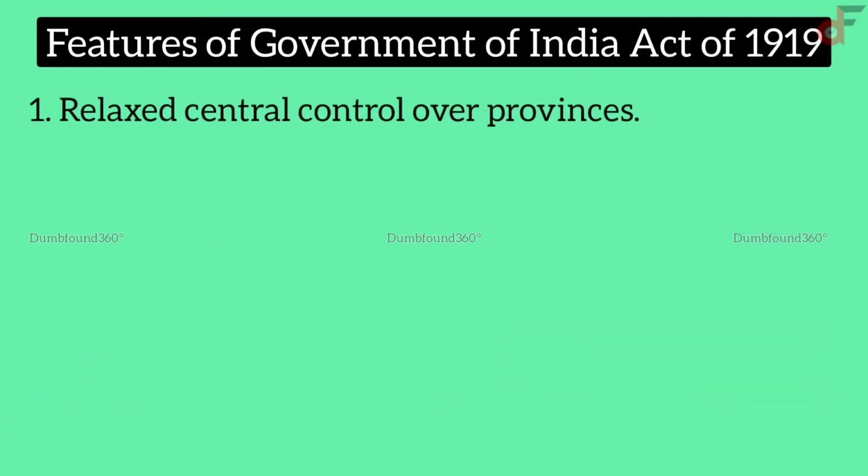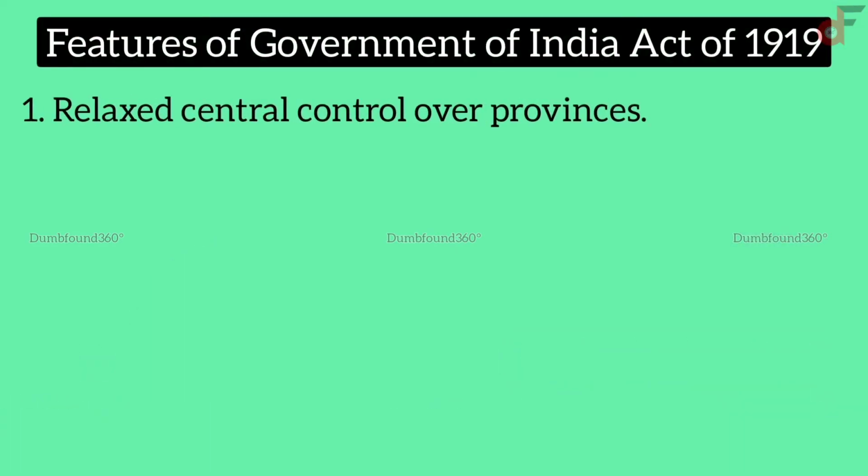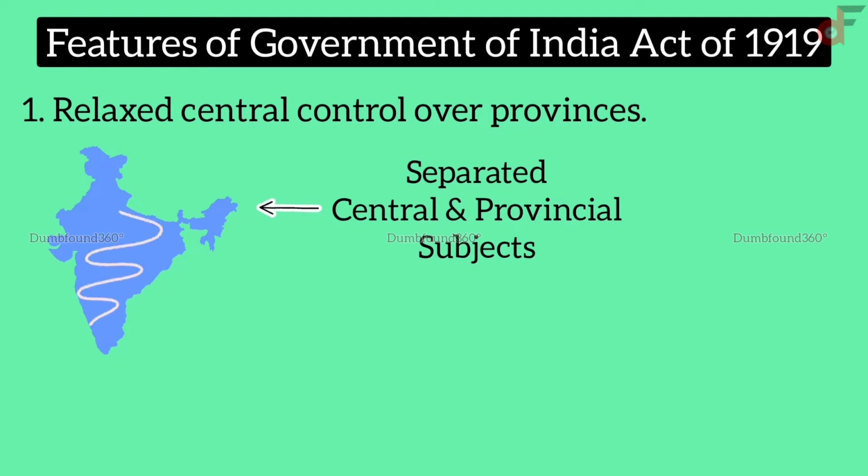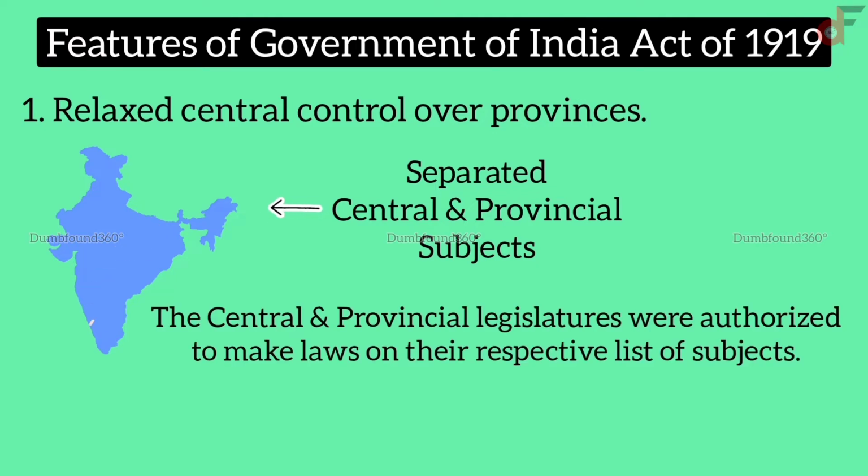The features of this act were: 1. It relaxed the central control over the provinces by demarcating and separating the central and provincial subjects. The central and provincial legislatures were authorized to make laws on their respective list of subjects. However, the structure of government continued to be centralized and unitary.